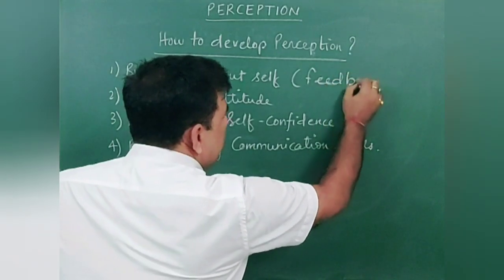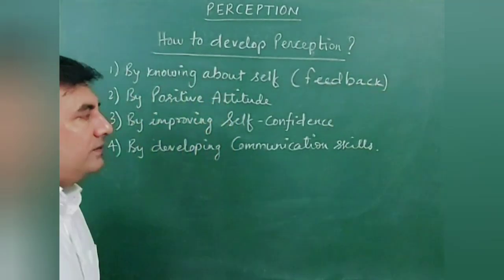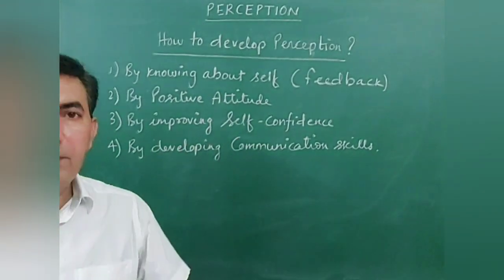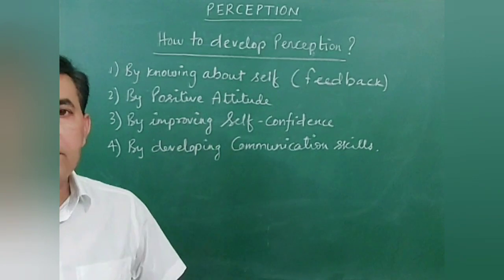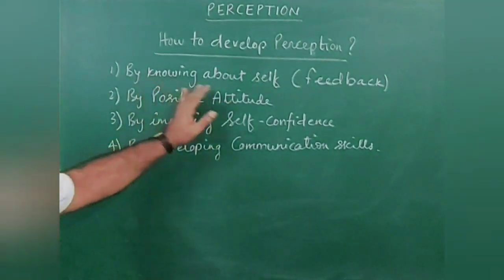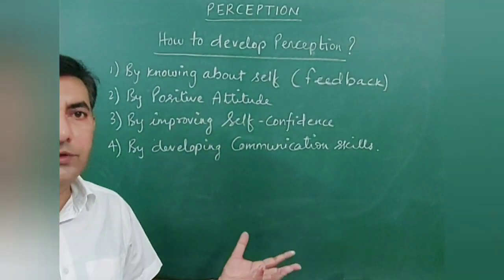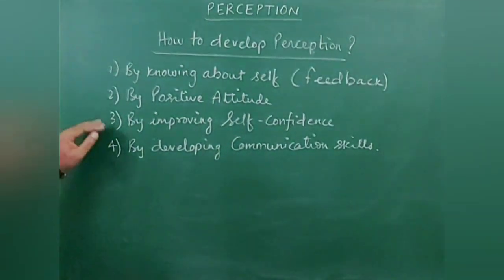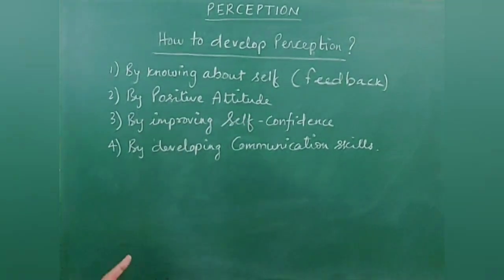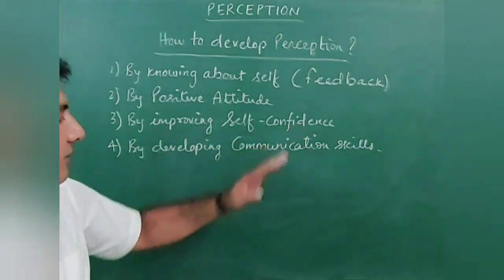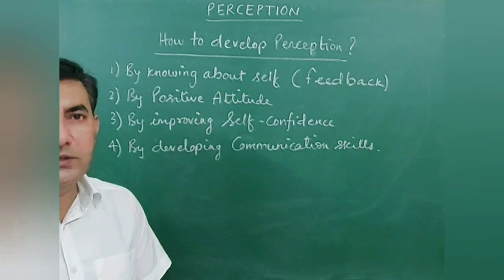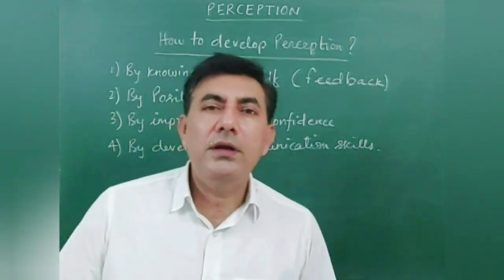Through feedback, we can gather information about ourselves, and we should also give feedback, and we should also request others to send their feedback about you. So that is knowing more and more information you have to gather about yourselves. Then secondly, a positive attitude. That's very simple, you can describe that. Then by improving self-confidence and by developing communication skills. So all these things will improve your perceptual qualities.